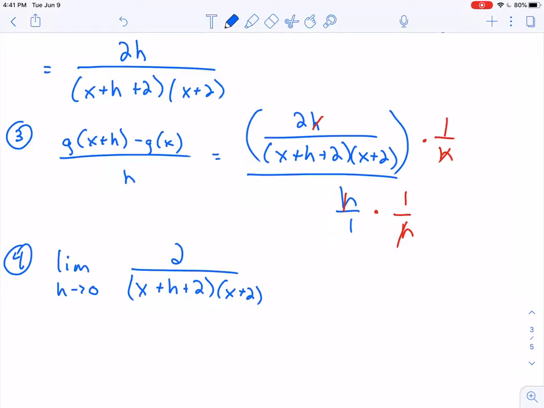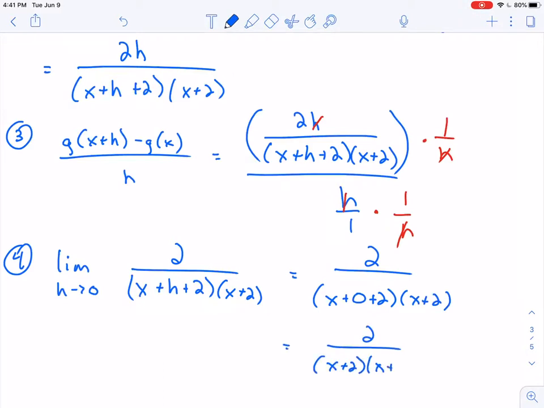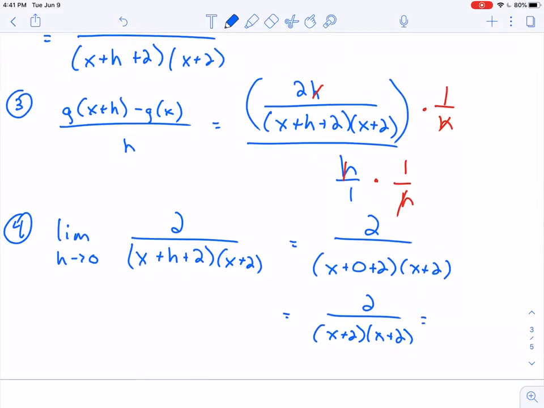And again, if you've been simplifying along the way, we should be able to just take 0, plug that in for h. So 2 over x plus 0 plus 2 times x plus 2. This is 2 over x plus 2 times x plus 2. You could leave your answer like that if you wanted, I don't mind. Or you could say this is 2 over x plus 2 quantity squared, or you could go and FOIL that out. However you want to write it, it's up to you.